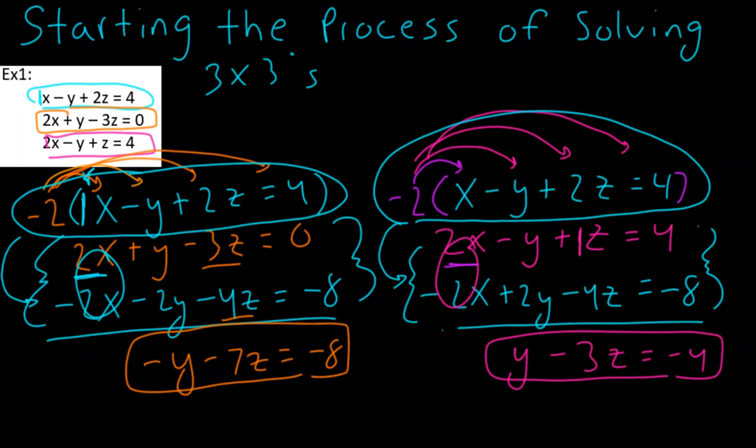Now check this out. Once I have these two equations, I then want to write them on top of each other so that we have y minus 3z is equal to negative 4.